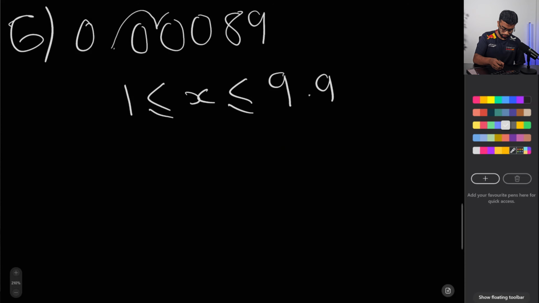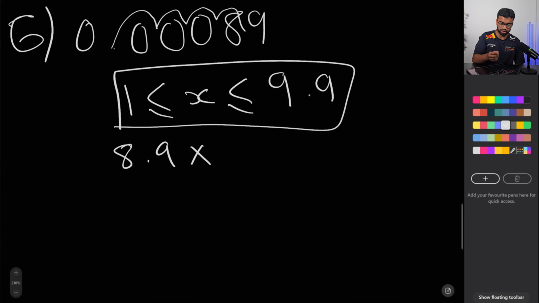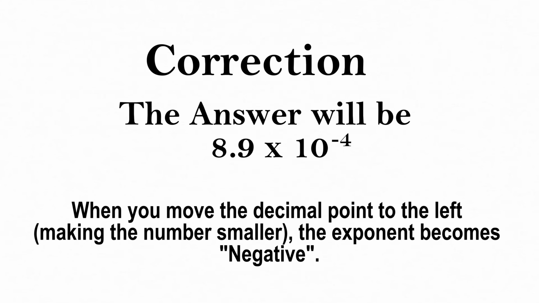So once, 2 times, 3 times, 4 times, which would give us 8.9 times something, and 8.9 is between these two numbers, so we know we can use this. And because we've moved it 1, 2, 3, 4 times, we can say this is 8.9 times 10 to the power of 4, because you've multiplied it by 10 4 times, and that's how you do this question.